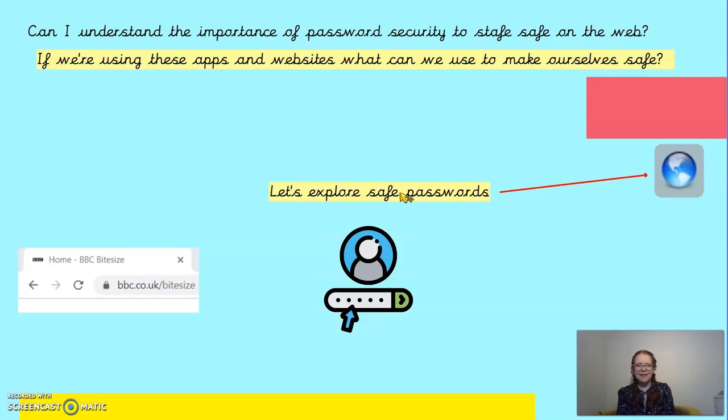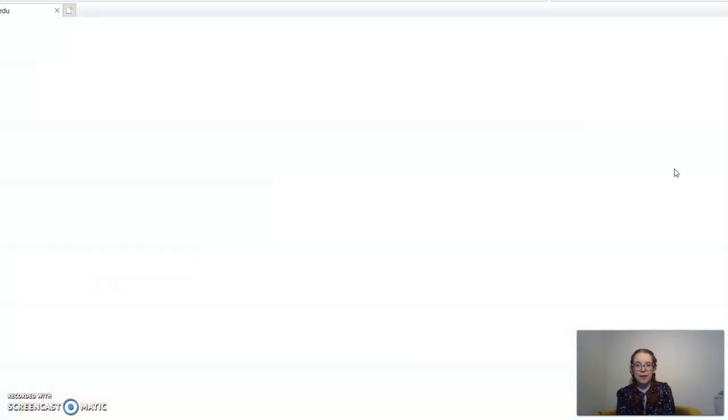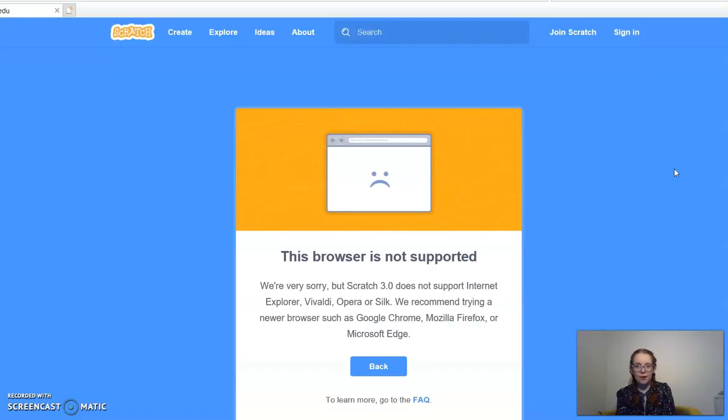So what makes a safe password? Well, here is a link, and this is going to be up on the website for you as well if you want to explore it yourself, to a website which is all about making sure our passwords are safe.